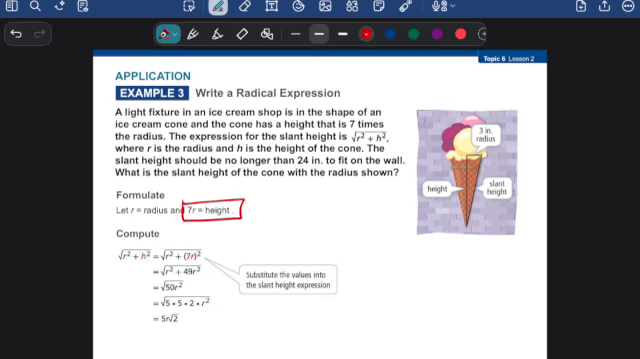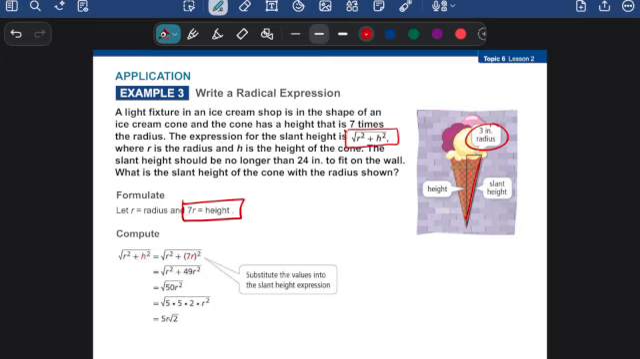That's going to come in handy. The expression for the slant height, this diagonal height right here, is the square root of r squared plus h squared, where r is the radius and h is the height. The slant height should be no longer than 24 inches to fit on the wall. What is the slant height on the cone with this radius?